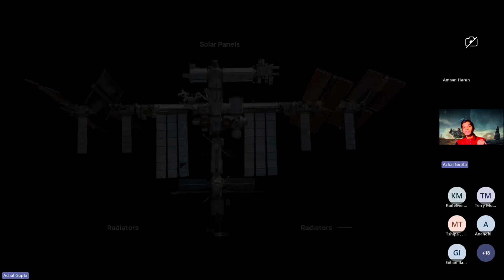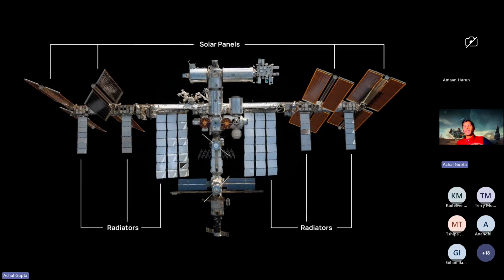This is what a radiator panel looks like. You can see the white panels pointing downwards are the radiator panels, and the gold panels you can see are the solar panels.